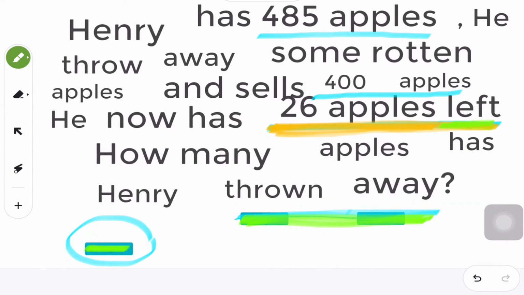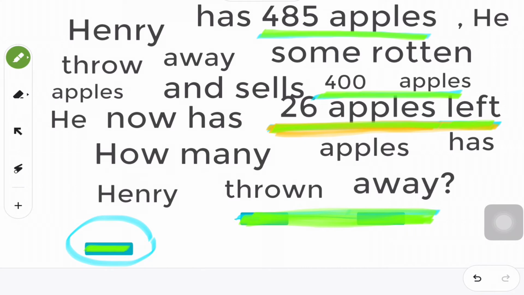So we come to a point that yes, this sum is like subtraction, and then we are going to use the highlighter to highlight the important words in this word problem. Like Henry had 485 apples, this is one important thing, and then he sold 400 apples, this is another important thing, and then 26 apples are left with him, this is the third most important thing.